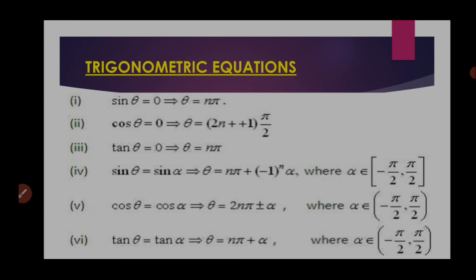If cos theta is equal to cos alpha, then theta is equal to 2n pi plus minus alpha, where alpha belongs to again minus pi by 2 to pi by 2. And if tan theta is equal to tan alpha, then theta is equal to n pi plus alpha, where alpha belongs to again minus pi by 2 to pi by 2.